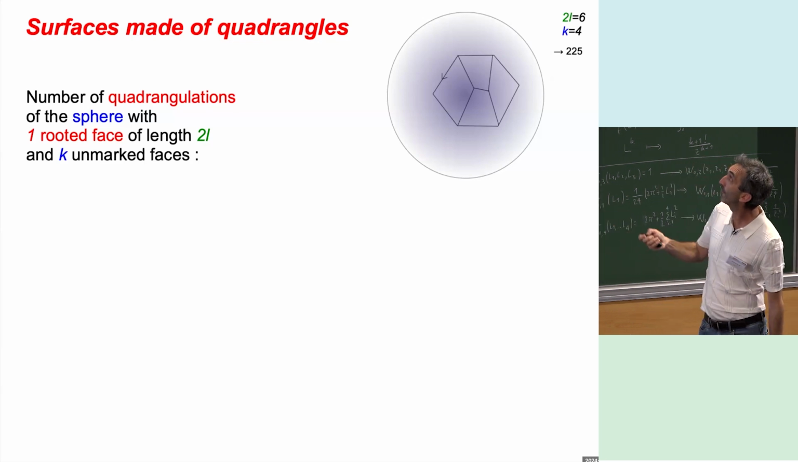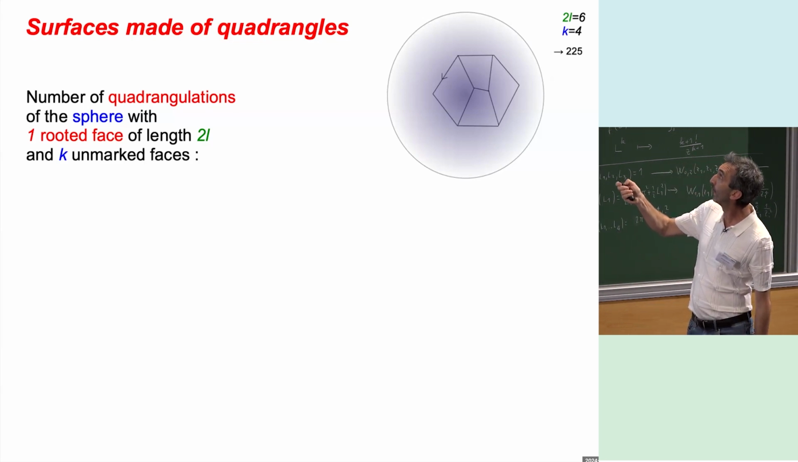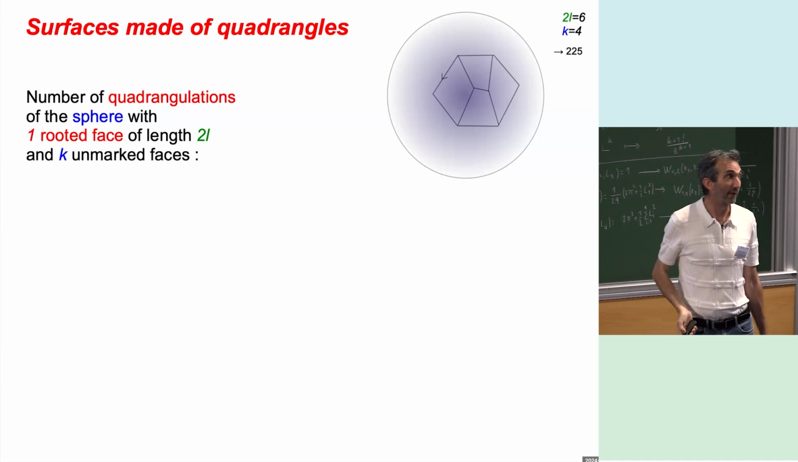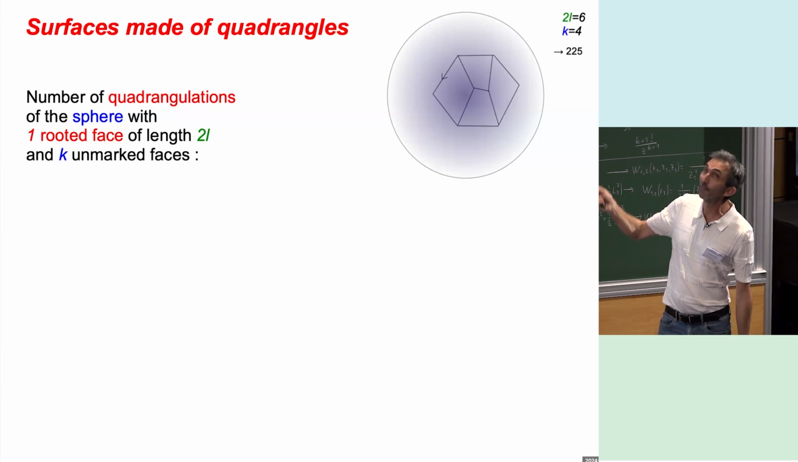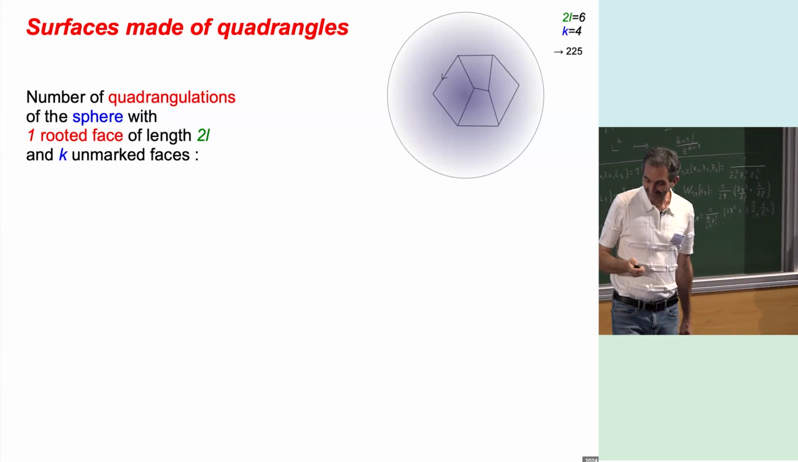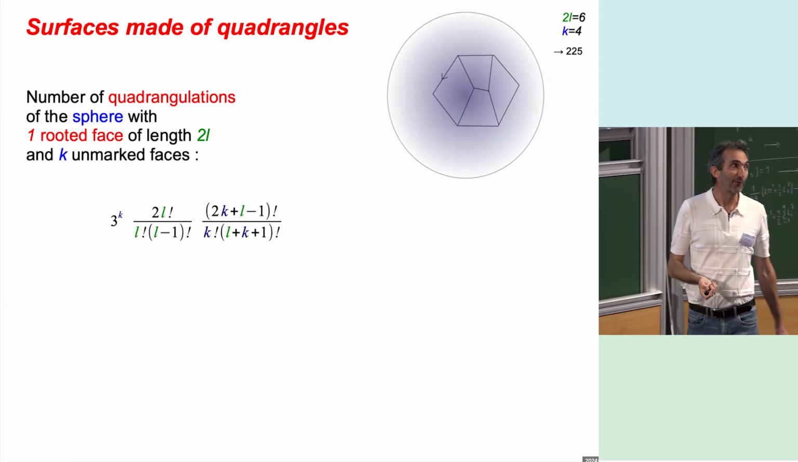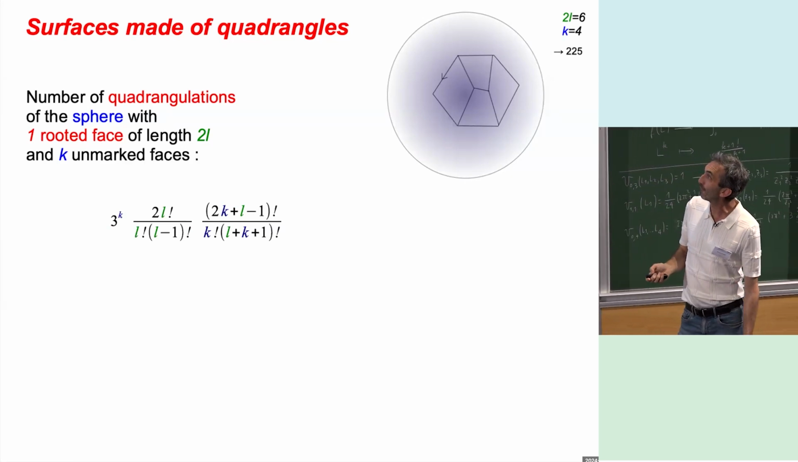In how many ways can you glue a hexagon which has a marked edge on its side and 4 unmarked quadrangles in order to get a sphere? And the answer is 225. Okay. In fact, there is again a formula which was found by Tutte, and this is the formula.